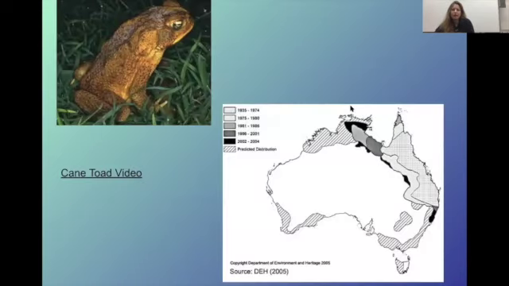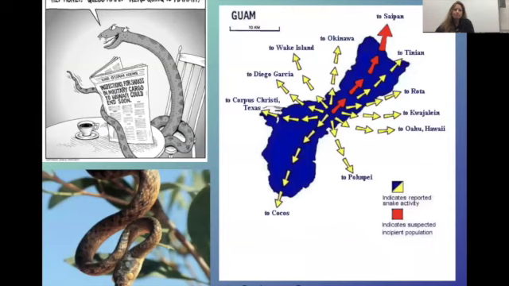Cane toad video, this is a problem in Australia. They actually have cane toad hunts that you can go on to try and get rid of the cane toads. Here's our brown tree snake. There have been a lot of things tried to get rid of the brown tree snake, including airdropping mice that have been stuffed with Tylenol from planes, because the Tylenol will kill the snakes.